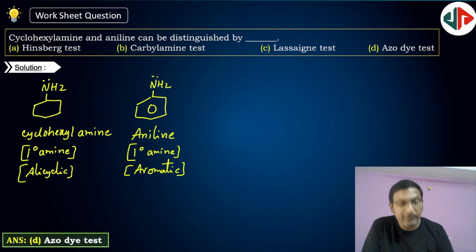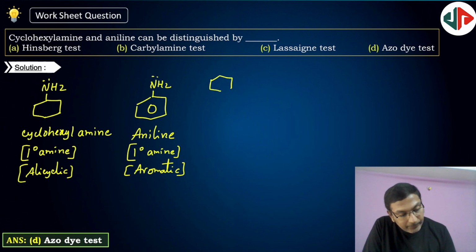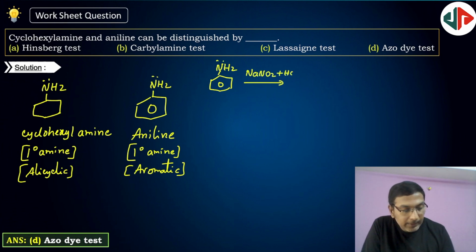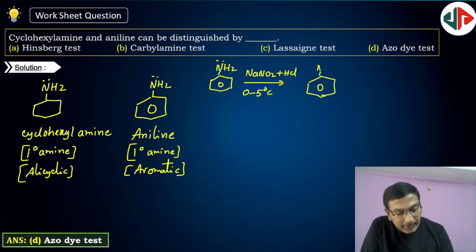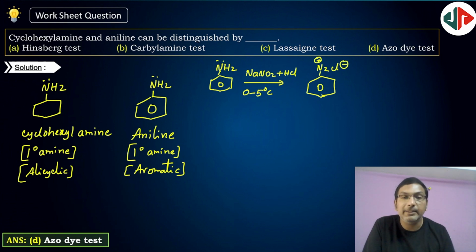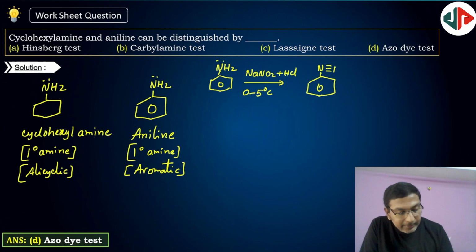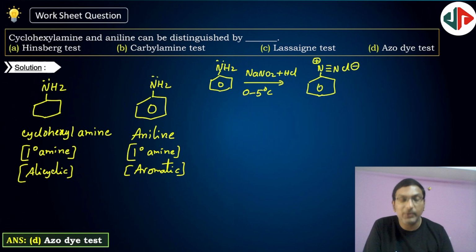Now let us test here. First I am taking aniline, which is an aromatic amine. Reaction with NaNO2, HCl, 0 to 5 degrees centigrade. It will be converted to benzene diazonium chloride, N2 plus and Cl minus. You will write like this: N2 plus and Cl minus, benzene diazonium chloride.